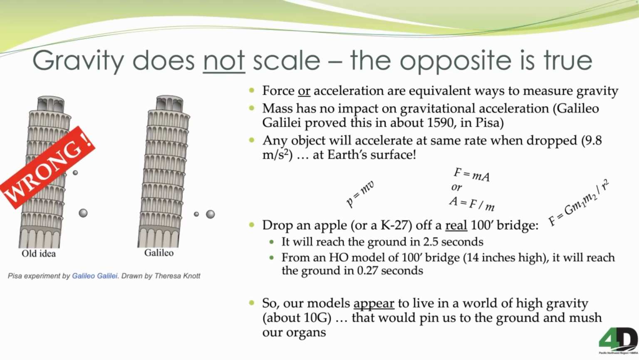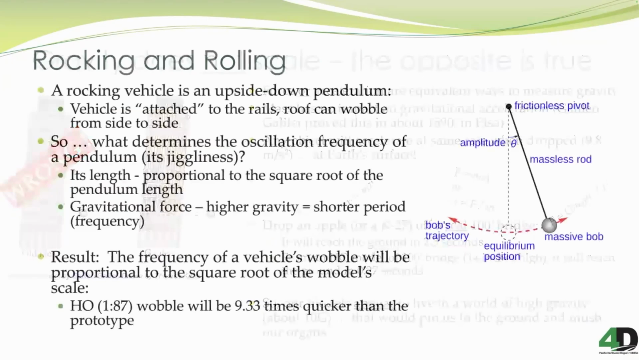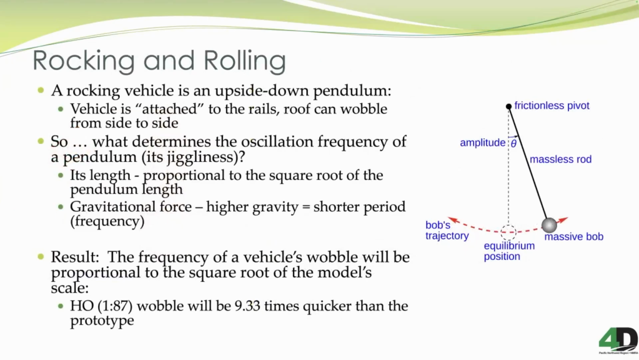So what I've tried to show here is that our models live in a world where everything's too light, but gravity is really, really strong. And that has a weird effect on how our models move. So here's an interesting idea. I don't know if you can see me on the camera, but I've got a freight car in my hand here. A freight car is like an upside down pendulum.